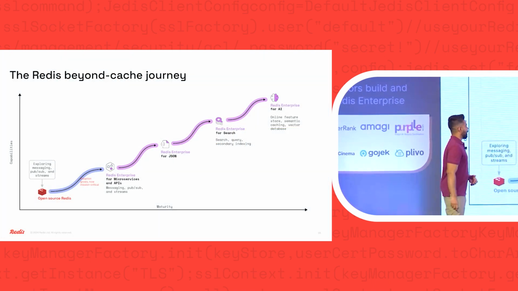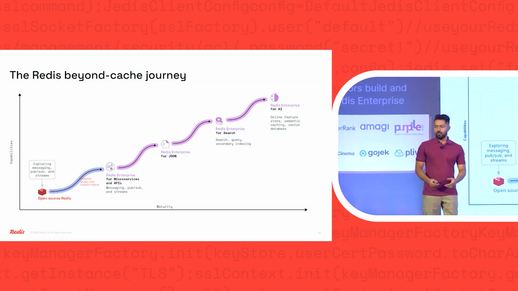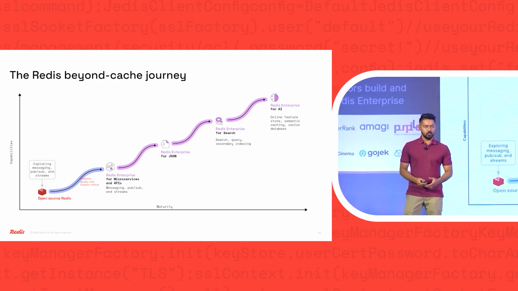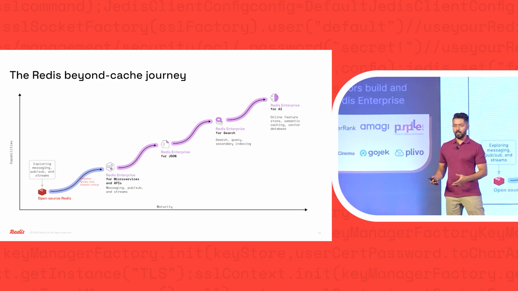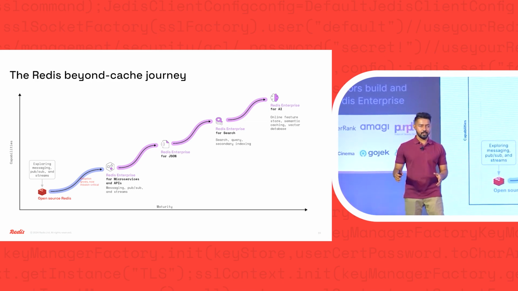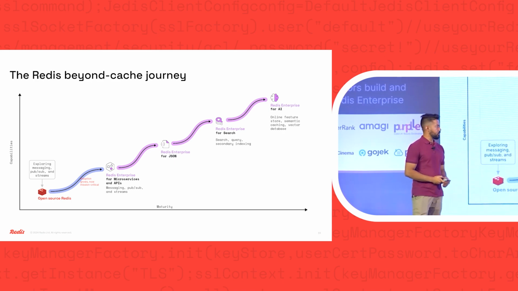So beyond cache, I think we saw the mention before as well, Redis was always known as the world's best cache out there. But beyond that as well, we have added so many features which are also very real time that you can enhance your applications to great scale there. One of the things that I want to draw your attention to is JSON and search.